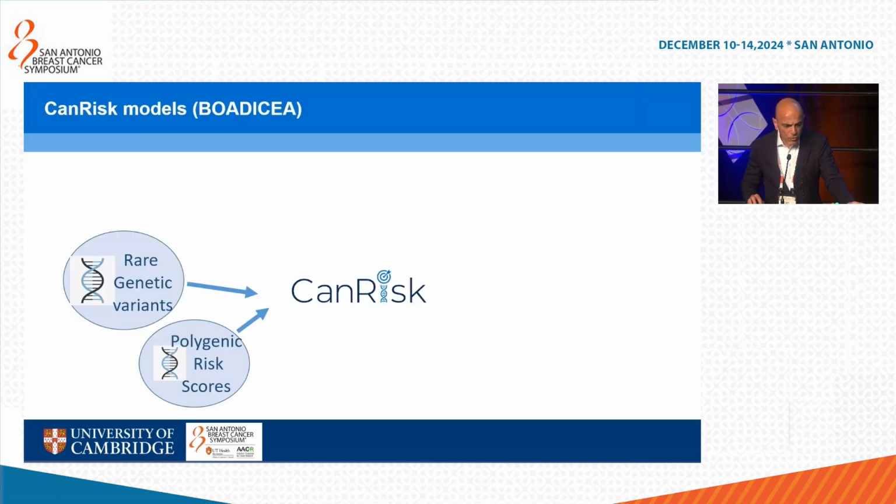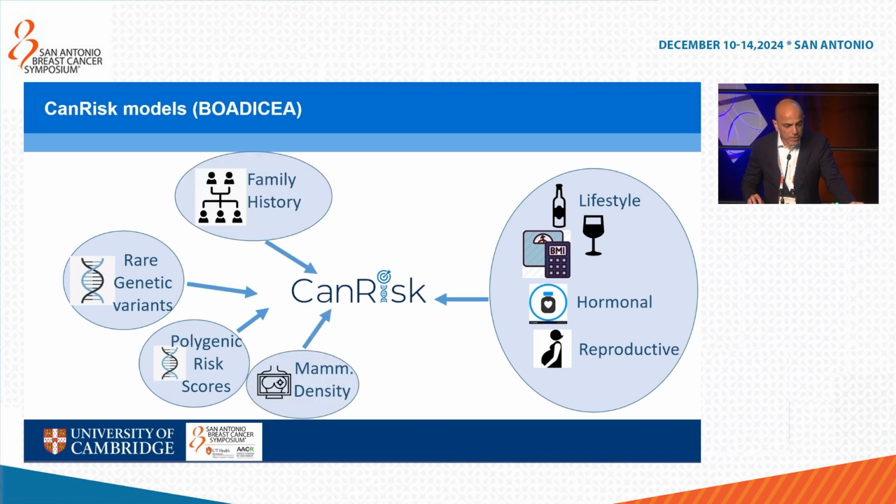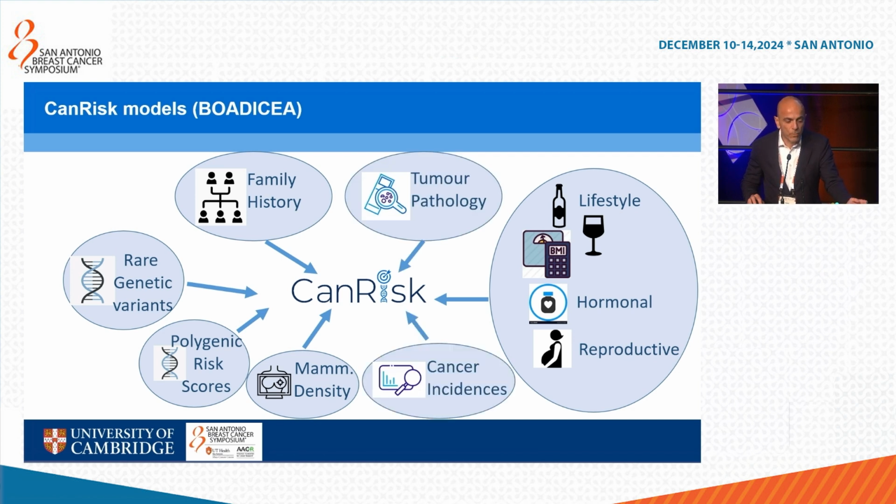So CanRisk relies on the BOADICEA multifactorial models for breast and ovarian cancer that consider the joint effects of rare genetic variants, polygenic scores, the effects of lifestyle, hormonal and reproductive risk factors, mammographic density, cancer family history in an explicit form, and tumor pathology in the case of breast cancer, which are combined then with cancer incidences to provide the individualized, the personalized multifactorial cancer risk.